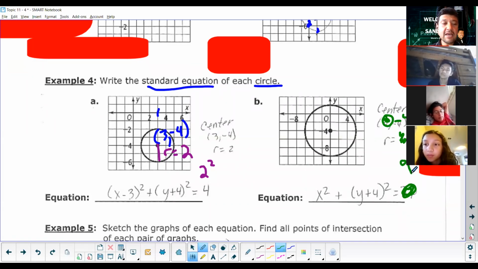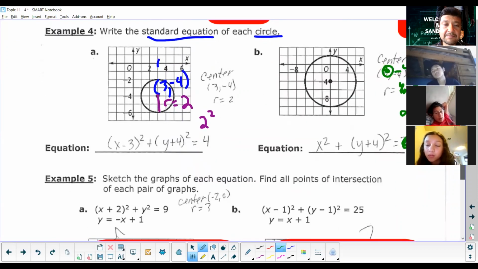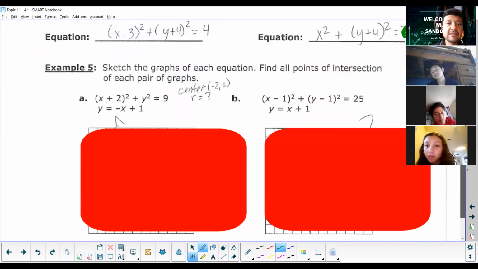So now let's go ahead and do the next one. All right, Max, why don't you go ahead and read the instructions? Sketch the graph of each equation. Okay, Max, I think you bugged out a little bit, so retry it again. Sketch the graph of each equation. Find all the points of intersection of each pair of graphs. All right, good.